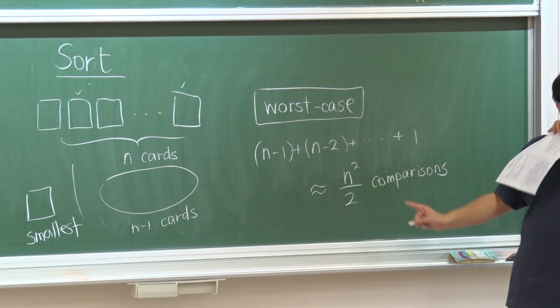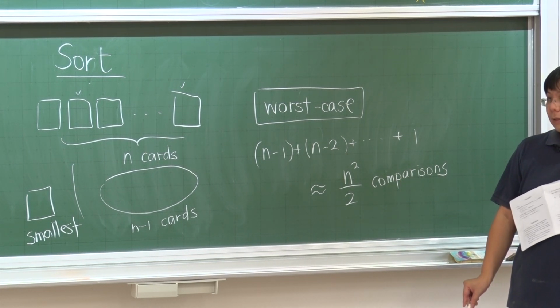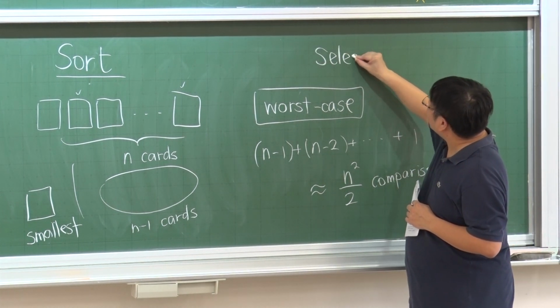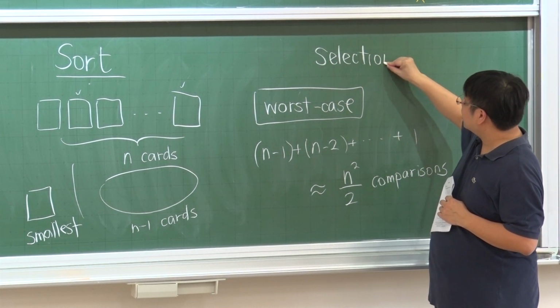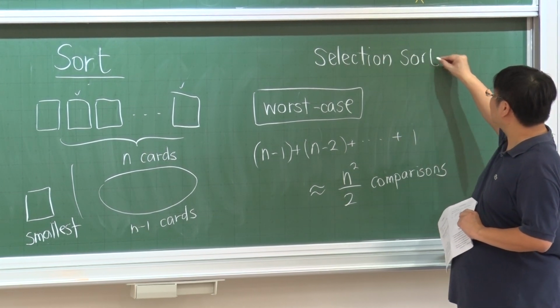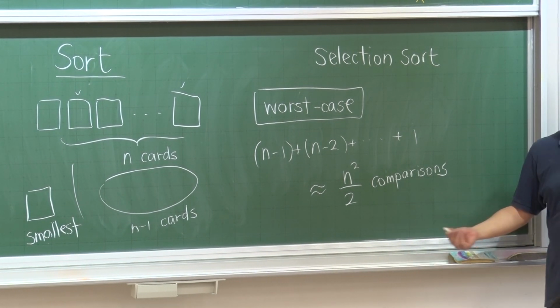There is a name for this sorting method. It is called selection sort, because every time we are selecting the smallest card out. Selection sort. Now let me tell you another sorting algorithm.